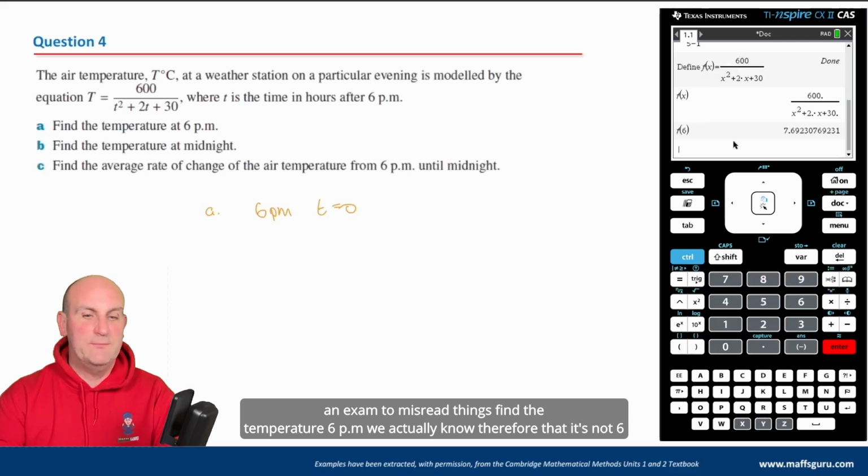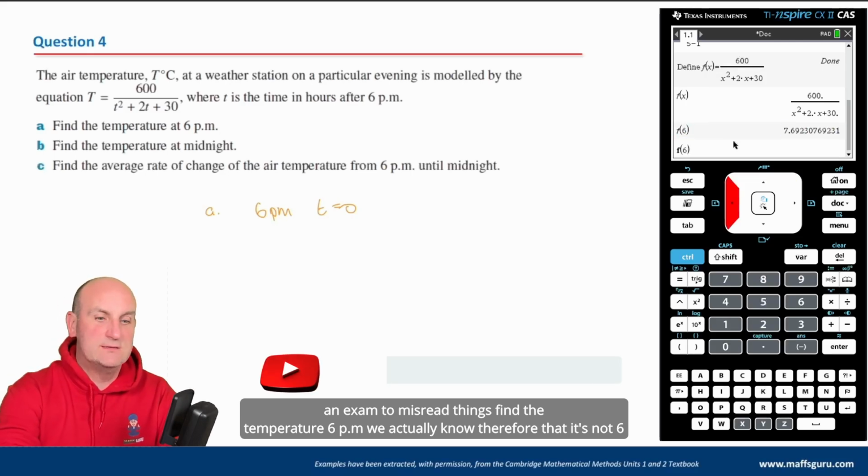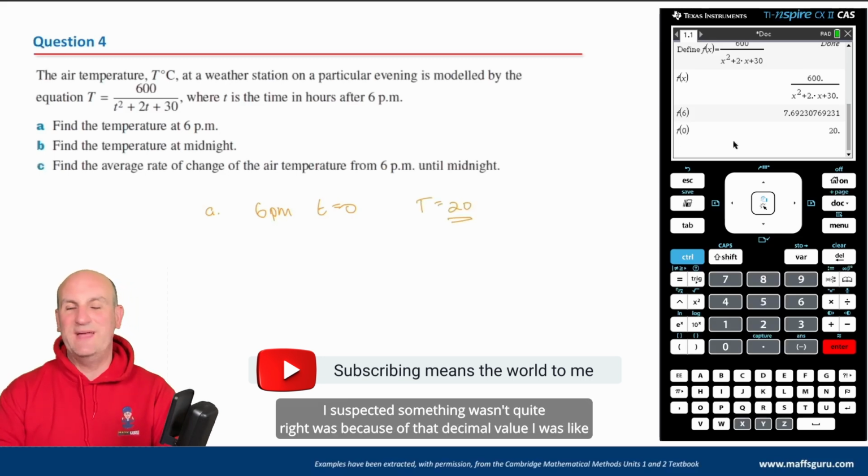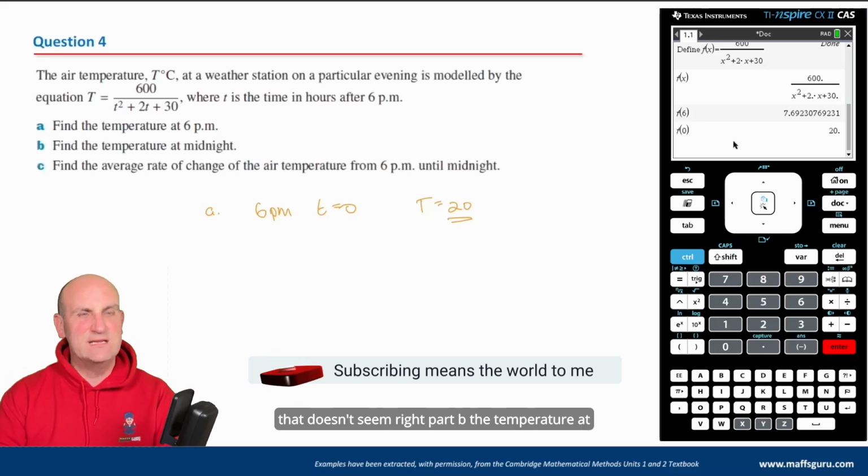Find the temperature at 6 p.m. We actually know, therefore, that it's not 6, it's 0. And so what we're going to get is capital T equals 20. The reason I suspected something wasn't quite right was because of that decimal value. I was like, that doesn't seem right.